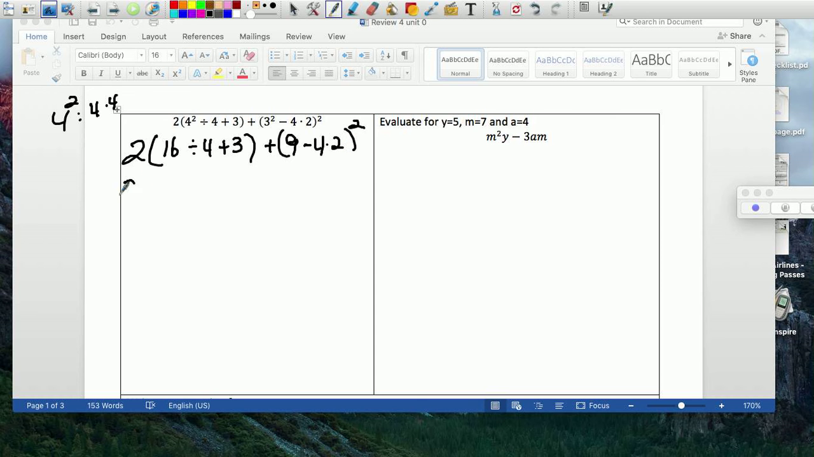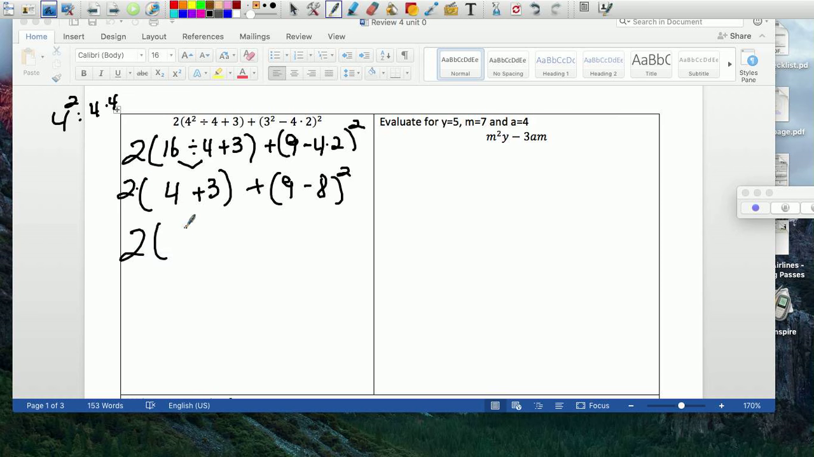Now, inside this parentheses, I will do division, because division comes before addition. So 16 divided by 4 is 4. And then that plus 3, if you wanted to, you could have just written 7. That's okay. 9 minus 4 times 2 is 8. So we're going to leave it like this, to the second power. Again, this 2, remember, there's a dot there. It's invisible, but you're multiplying the 2 times whatever's inside here.